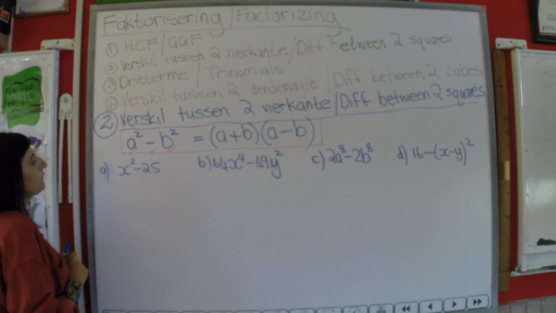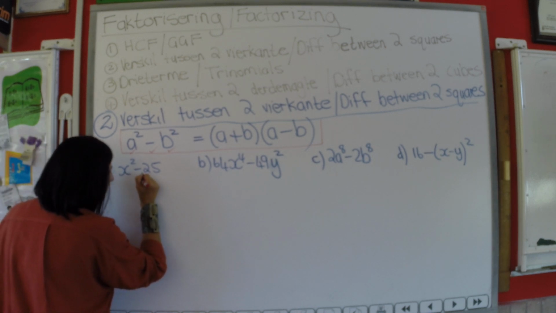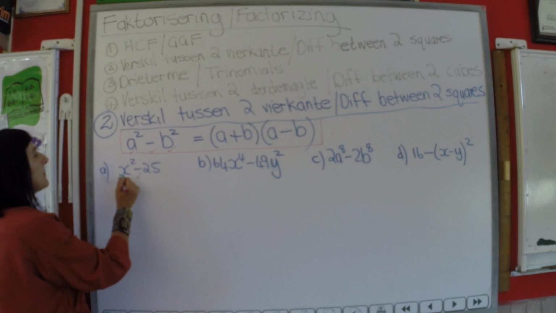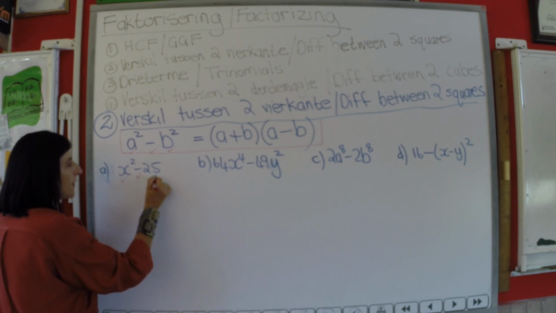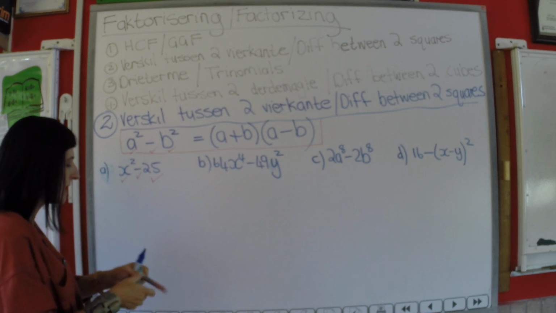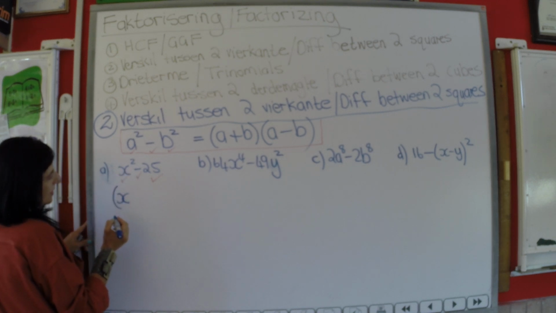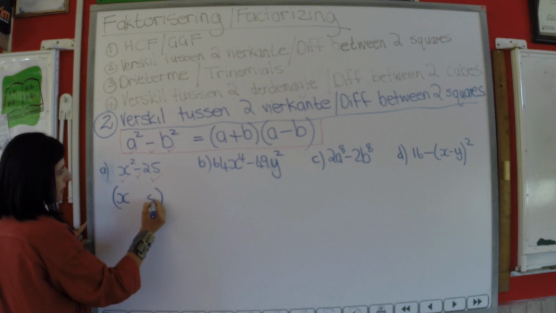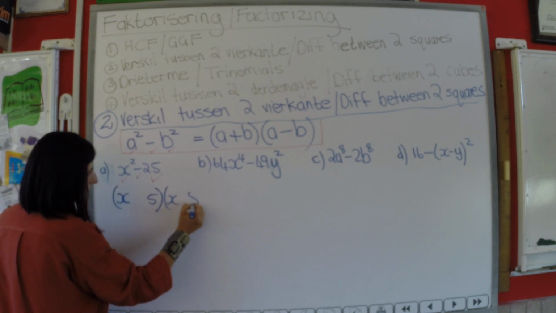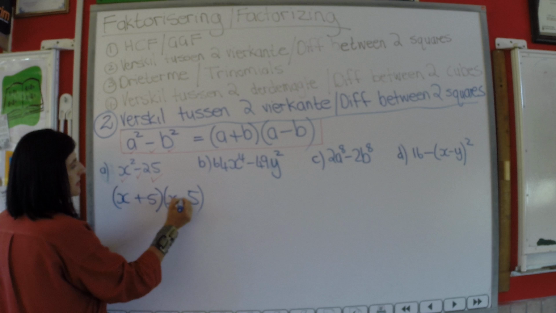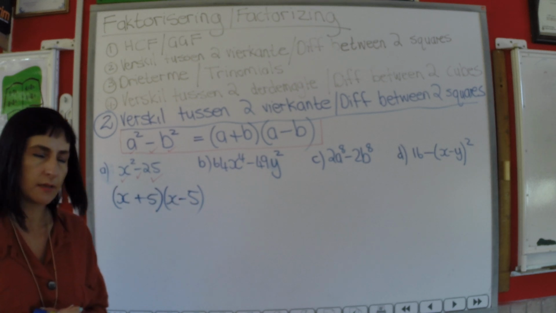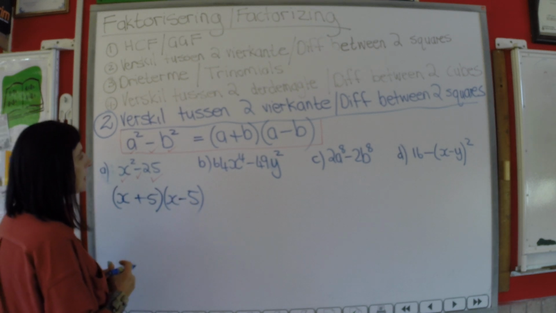Stap 2, die verskil, ja. 2 squares, x times x, 5 times 5. I'm happy, write down my answer. Square root of x squared, square root of 25, in both. And the one, a plus, other one, a minus. I'm done. Ons gaan na die volgende een.